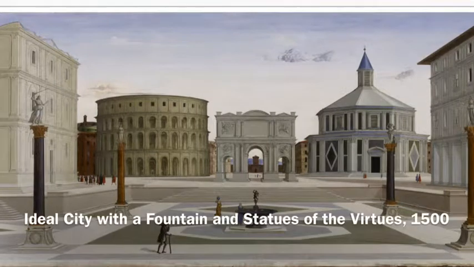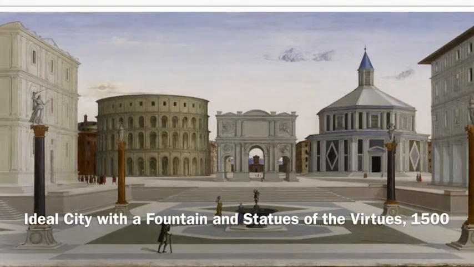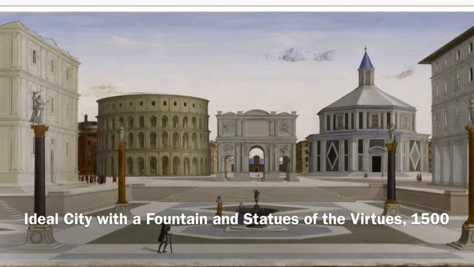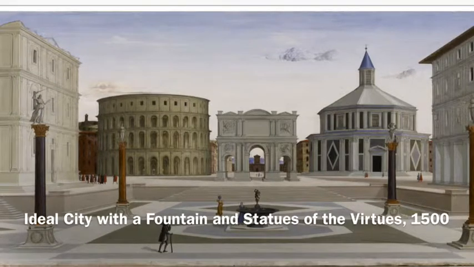Hello everybody, and today we are going to be looking at Ideal City with the Fountain and Statues of the Virtues. It was painted by Fra Carnevale, and this is an oil on wood image.